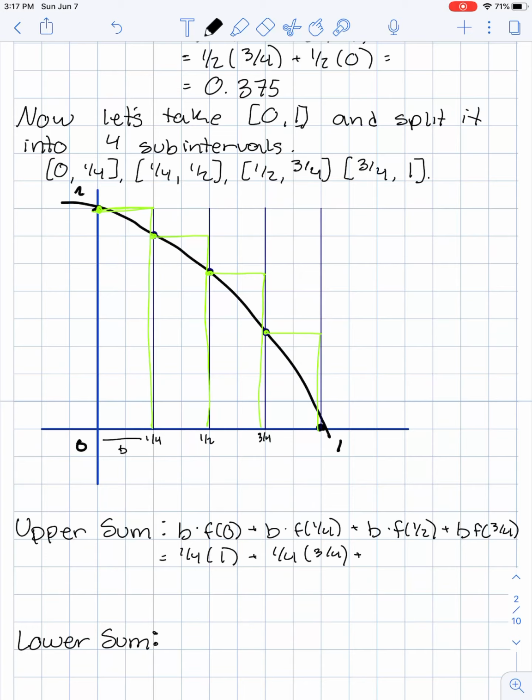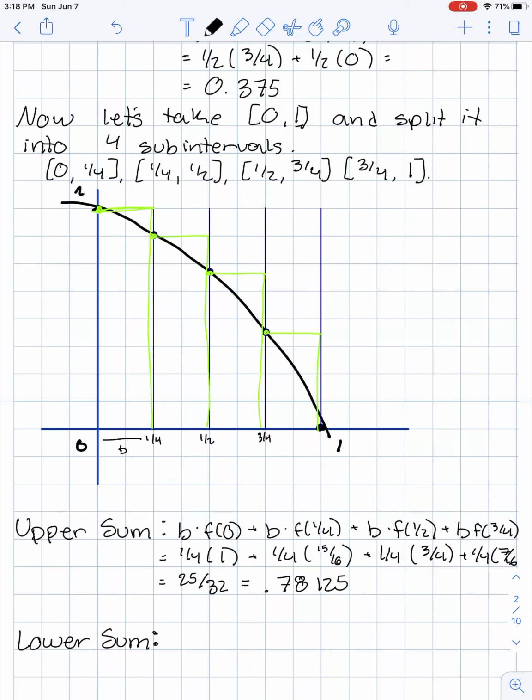Oh no, 1/4 times 15/16 plus 1/4 times 3/4. There we go. Plus 1/4 times 7/16. And this simplifies to 25 over 32, which is equal to 0.78125.